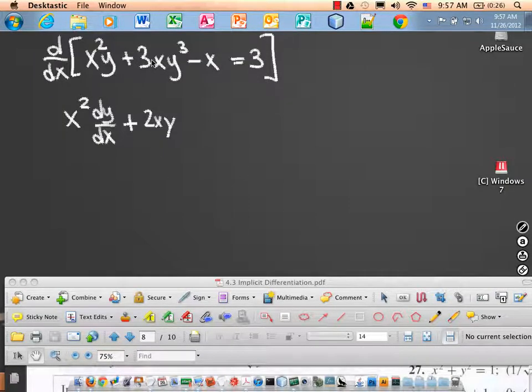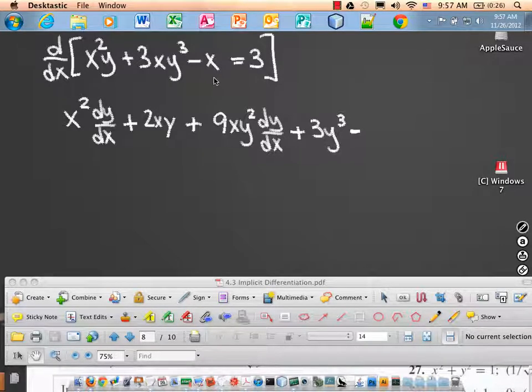All right, now I have to use that product rule again. So first, which is 3x, times the derivative of the second. What's the derivative of y cubed with respect to x? 3y squared. You got it. So this becomes 9xy squared dy/dx plus second times the derivative of the first, 3y cubed, minus the derivative of x, which is easy, 1, equals 0.